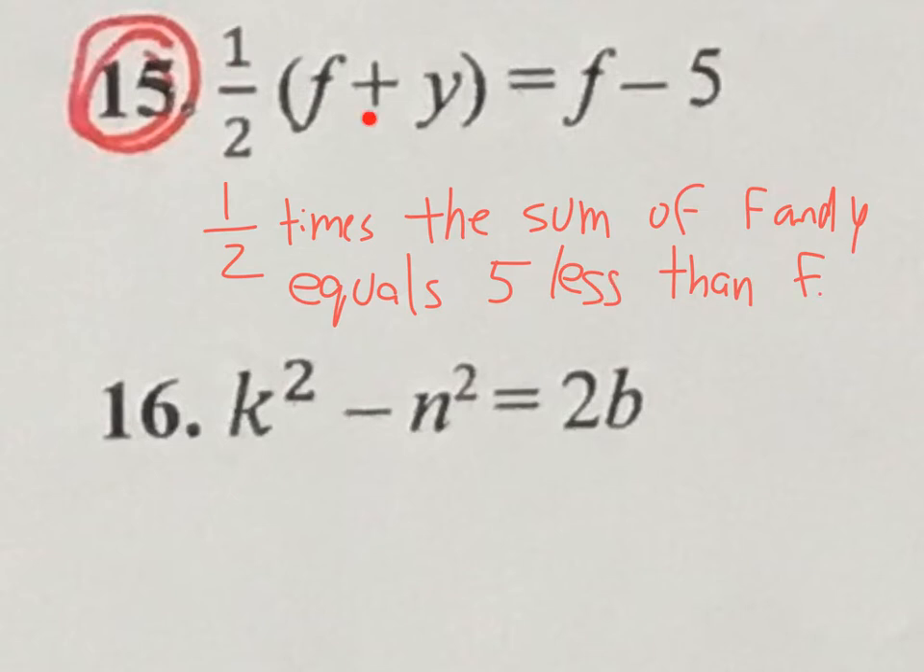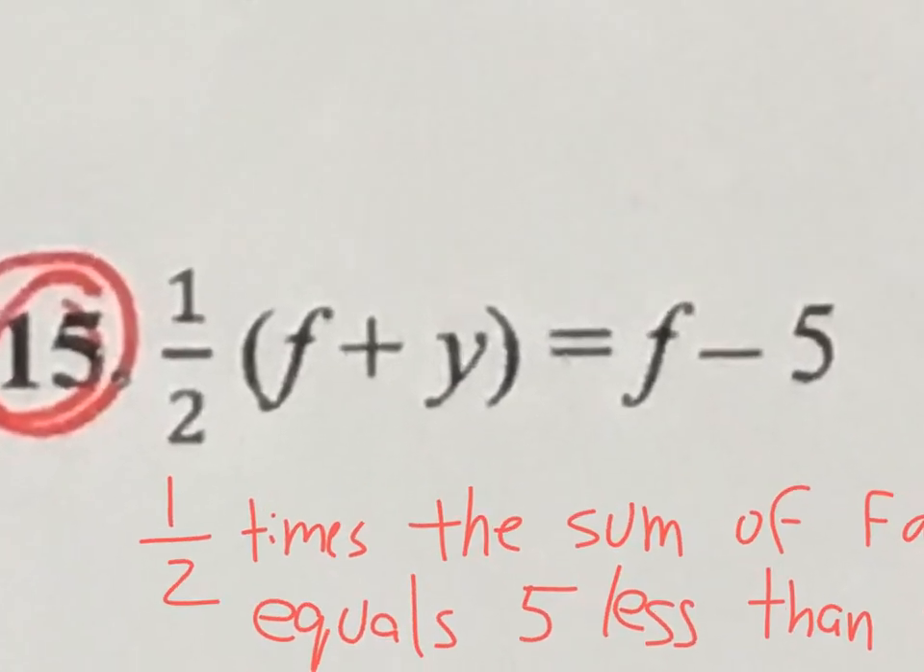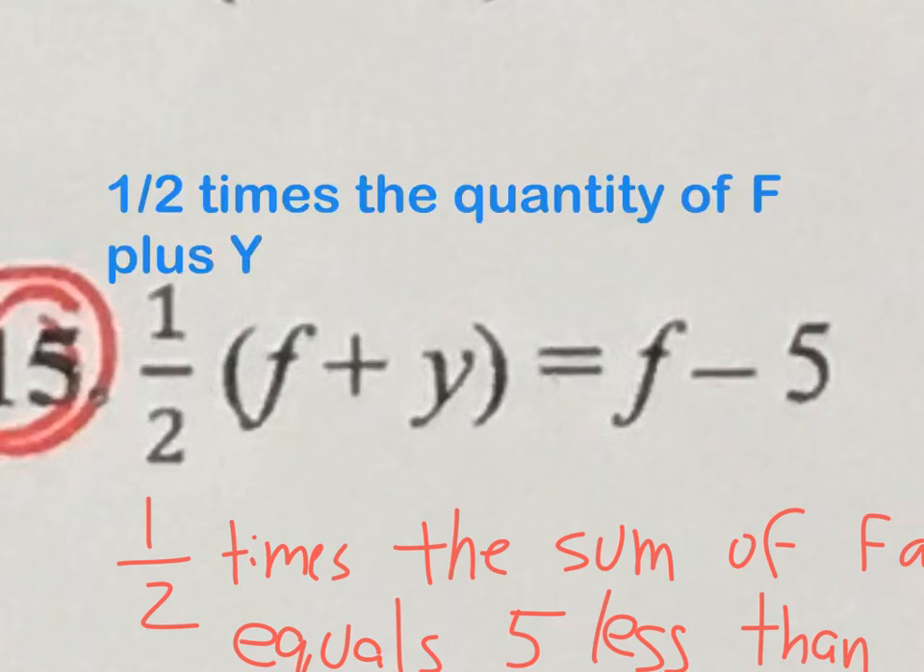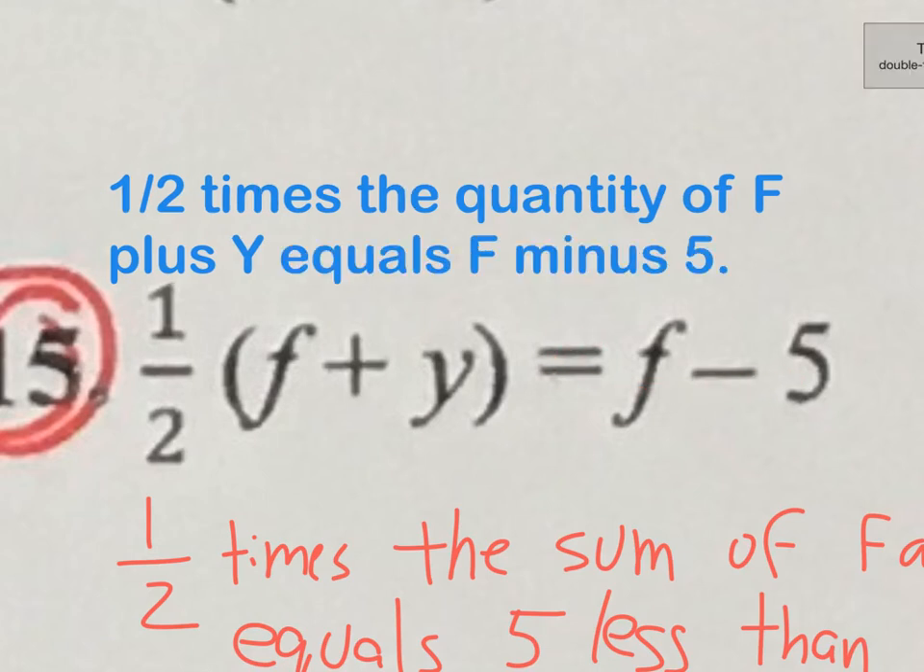Or even this front part could be said differently. Let me use the word quantity. I want to use the word quantity on that top part. So maybe we could say half or 1/2 times the quantity of f plus y. So it could be like that, 1/2 times the quantity of f plus y, and then we have the equals f minus 5. So that's yet another way of saying it. And of course, on Friday's quiz, I probably will ask you multiple ways of saying something like this equation.